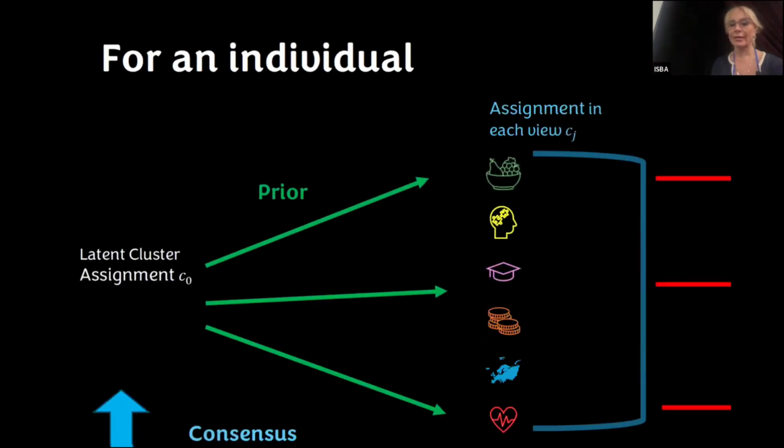So just to give you a very schematic representation of the model, we have a latent cluster assignment, C0, which determines the prior of the clustering structure within each view. Then each view has its own model, which can be anything, and an advantage of this construction is that the algorithm can be easily parallelized. But then, through the usual Bayes theorem, cluster assignment within each view informs back the latent cluster structure.